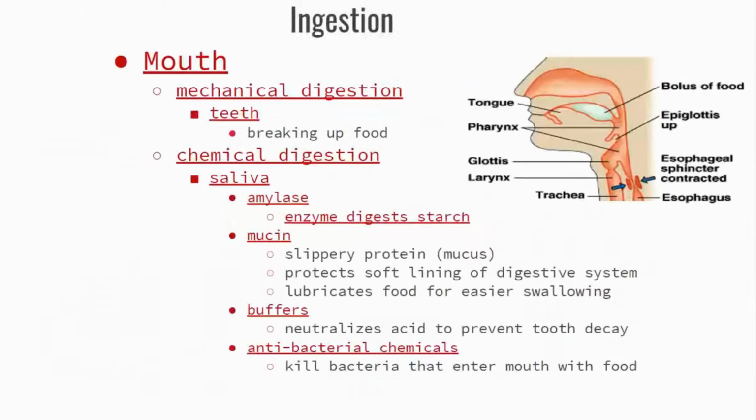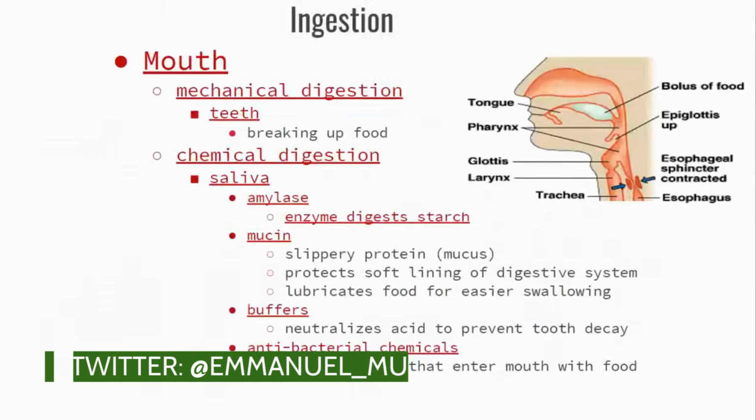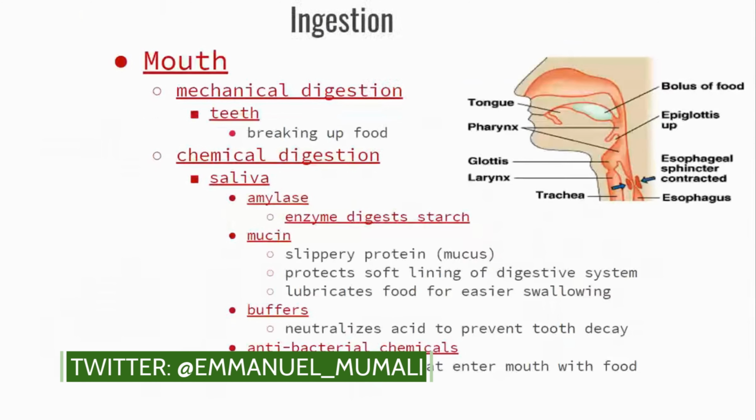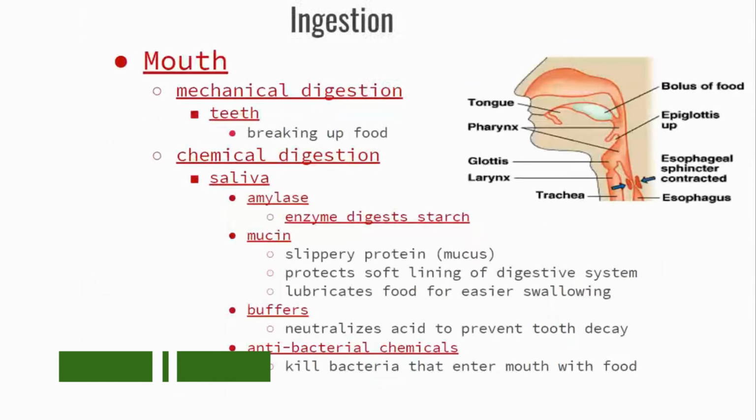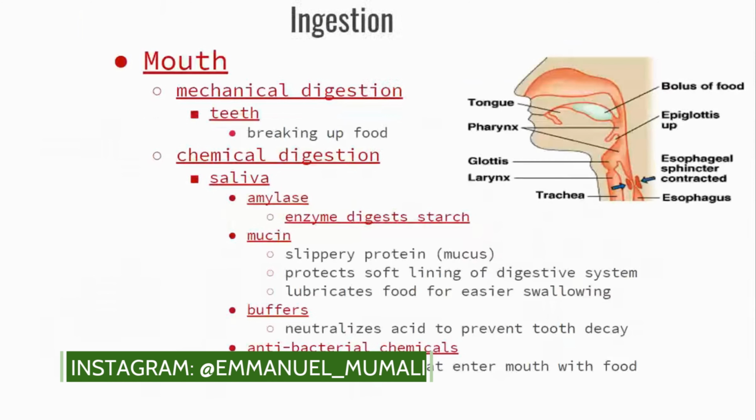Ingestion begins from the mouth, and here we have mechanical digestion and chemical digestion. Mechanical digestion involves teeth, whereby teeth break down large food particles into smaller ones. On the other hand, chemical digestion involves saliva, which contains amylase, mucin, buffers, and antibacterial chemicals. Now, amylase digests starch into maltose.